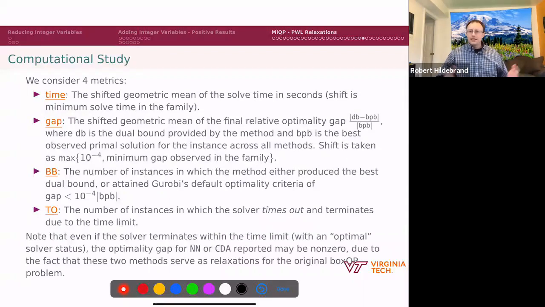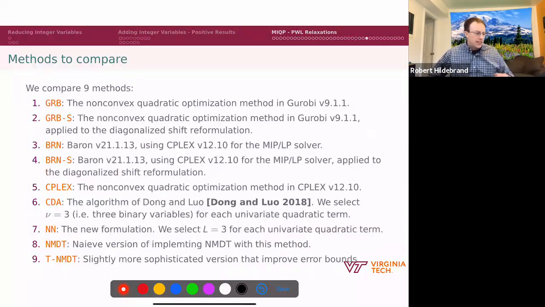Okay, so I've got just a couple minutes here. I'll tell you about computations and say they're promising. We've looked at a handful of different pieces here. So we're going to measure time and gap and best dual bound produced and whether things time out or not. And we tried to compare as many things as possible and do this in different ways. So we've looked at Gurobi and Baron and Cplex, and we've given them different versions of our formulations.